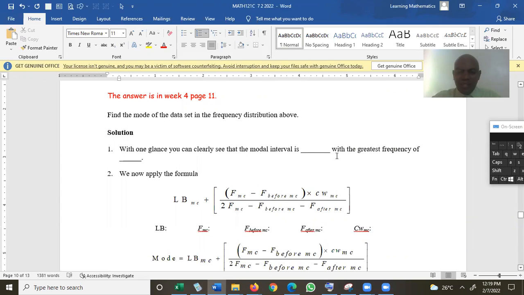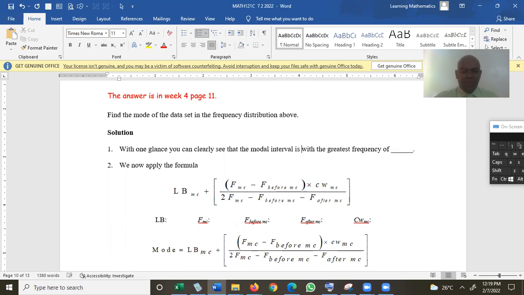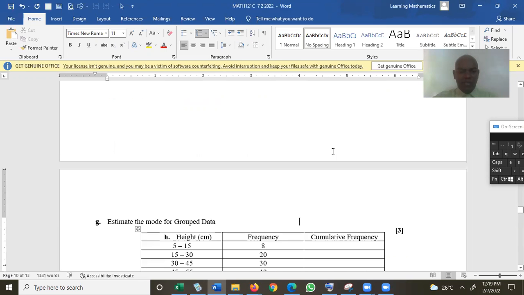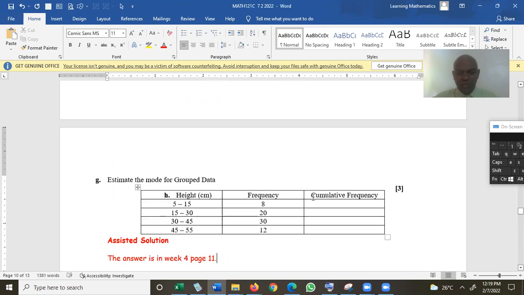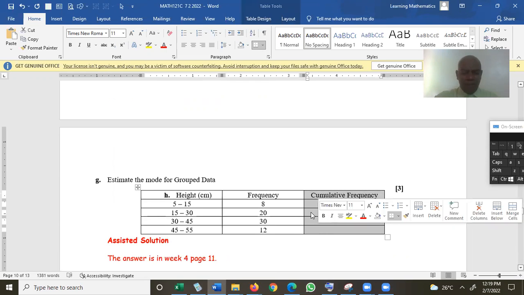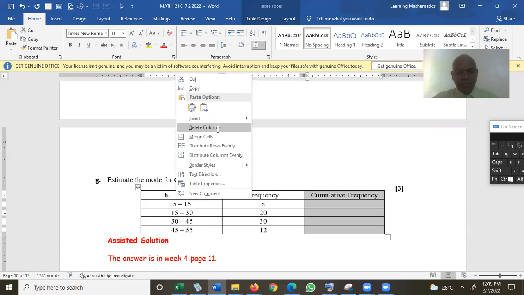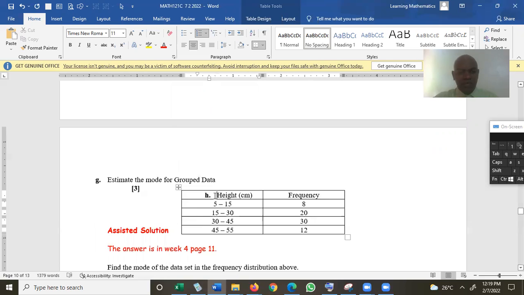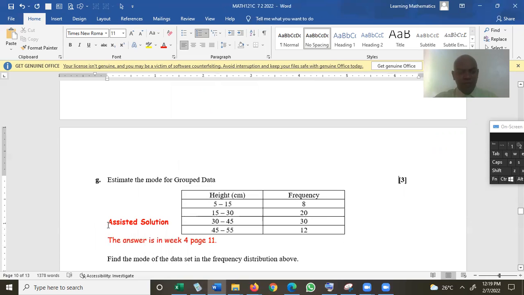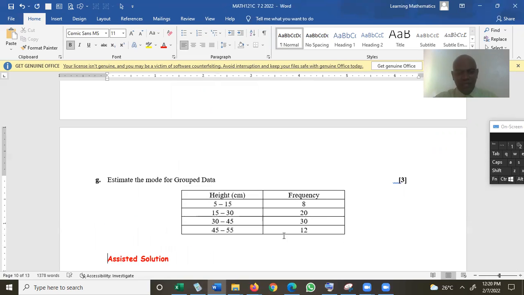So the modal interval is the interval with the greatest frequency. So this is the data set we have. We don't have raw values, and we don't need the cumulative frequency because we are done with the median, okay? These are the values that we have, some raw data, some group data, and we want to find the mode from this.